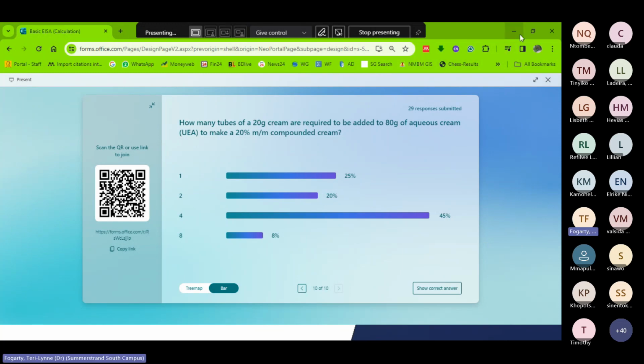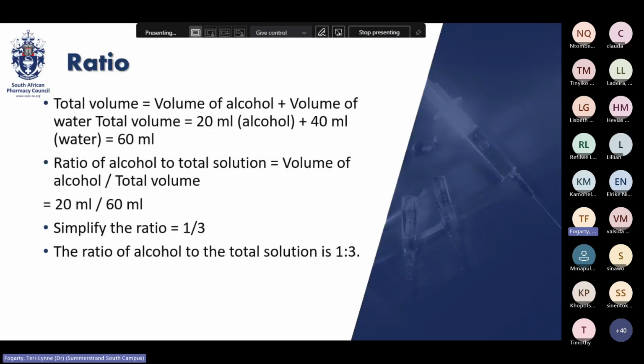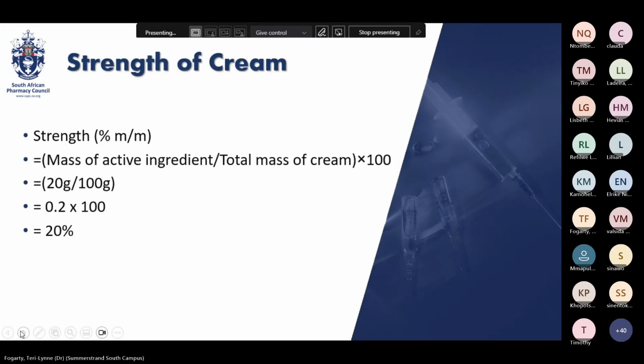Okay, so those are the calculation questions for this evening. There's just another way of looking at it. Mass of the active ingredient over total mass of the cream times 100. 20 grams over 100 grams equals 0.2 times 100, which then gives me my 20%.